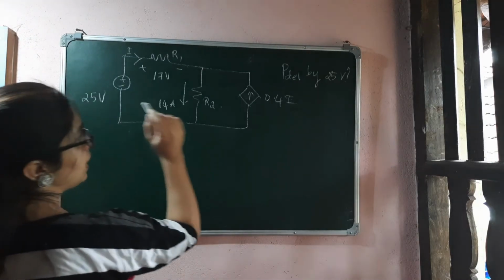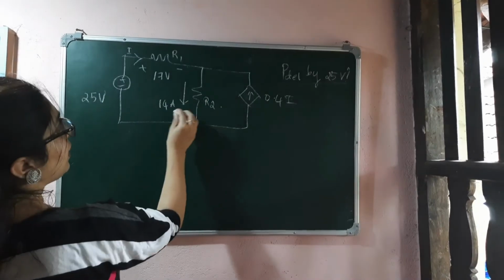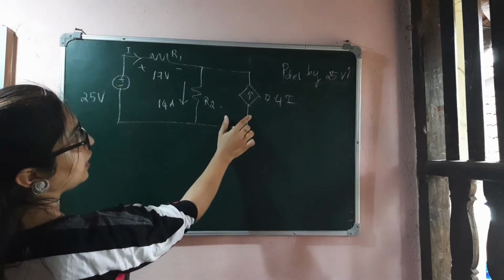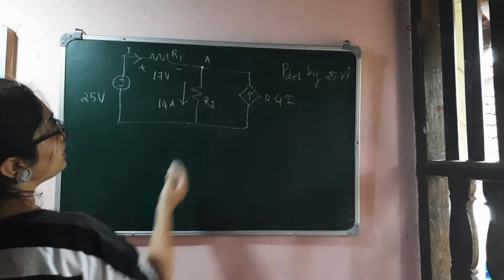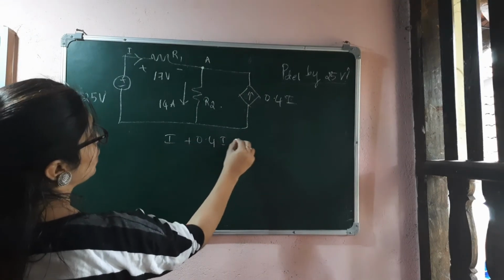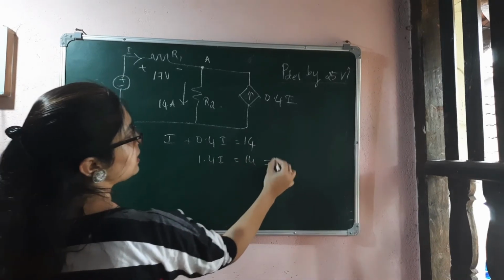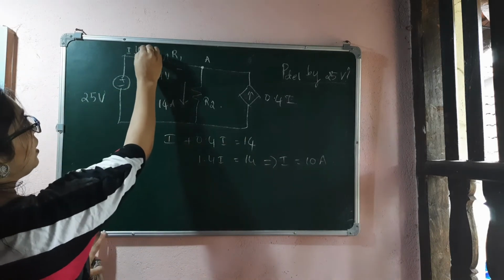They have asked you to find the power delivered by the 25 volt source. You know the current 14 ampere here, you know I, and the incoming current here is 0.4 I. So I can apply the nodal analysis at this particular point. I plus 0.5 I is equal to 14. So 1.4 I is equal to 14, that means I is equal to 10 amperes. So this is the 10 ampere current.